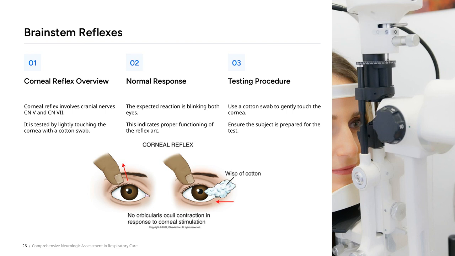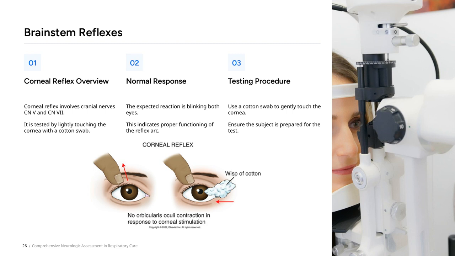It's also important to remember that the corneal reflex involves cranial nerves CNV and CNVII. The trigeminal nerve, CNV, handles the sensory input, while the facial nerve, CNVII, manages the motor response that causes the blinking. So, in summary, testing the corneal reflex helps us assess the integrity of these cranial nerves and the reflex pathways. It's a simple yet vital part of our neurologic assessment to ensure the patient's protective reflexes are intact and functioning properly.